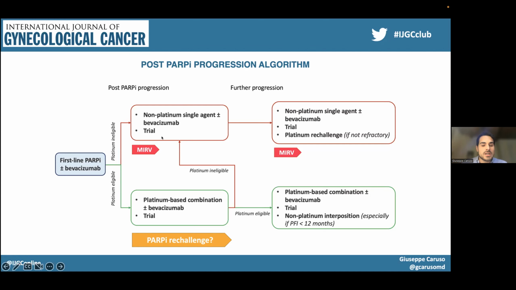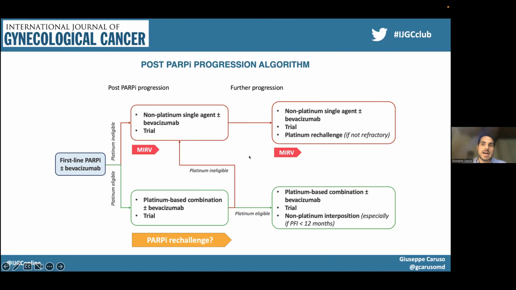And now we actually have another promising option in this setting. As you probably know, the FDA recently granted accelerated approval for the antibody drug conjugate mirvetuximab in case of folate receptor alpha positive disease, which is a very promising option because it has a completely different mechanism of action from PARP inhibitor, and so it can potentially overcome and escape PARP resistance.